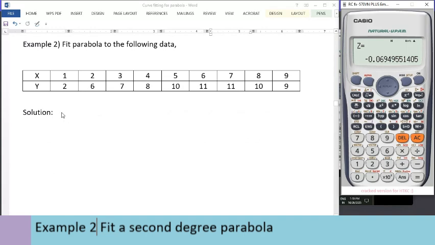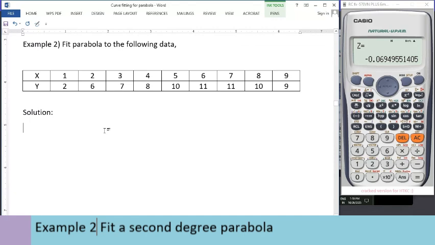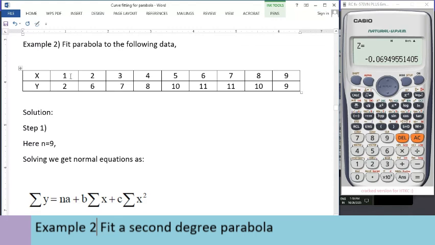Fit parabola to the following data sets. Okay, so let us, I will take the parabola data sets now. So what I want here, students, I want your step 1. Step 1 is n is equal to 9. 9 data sets are there.